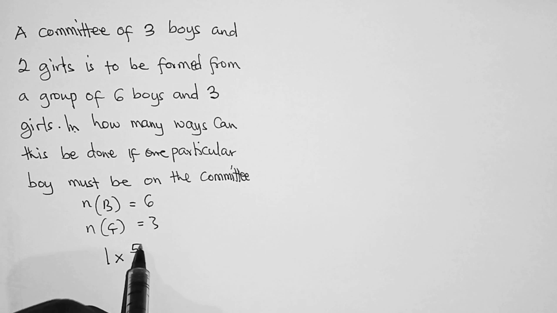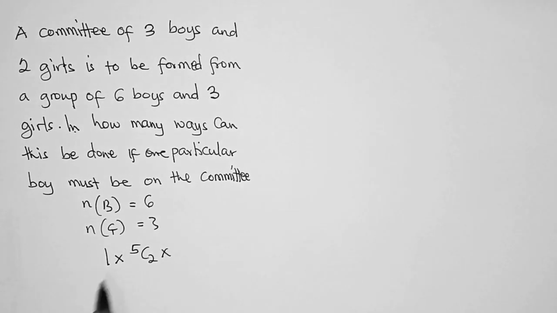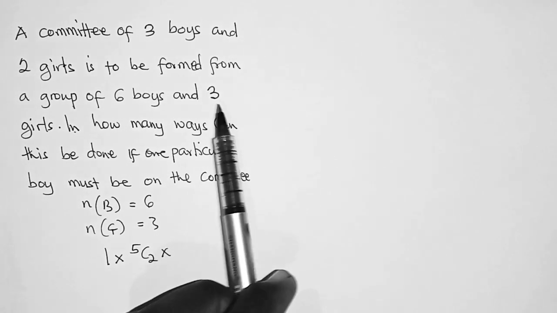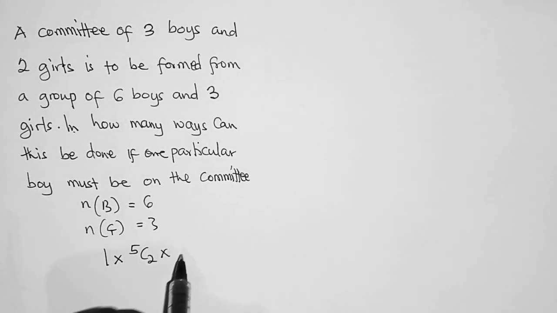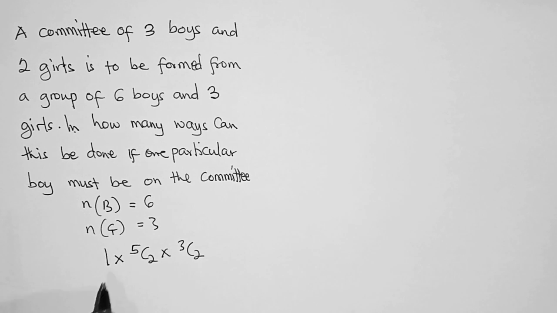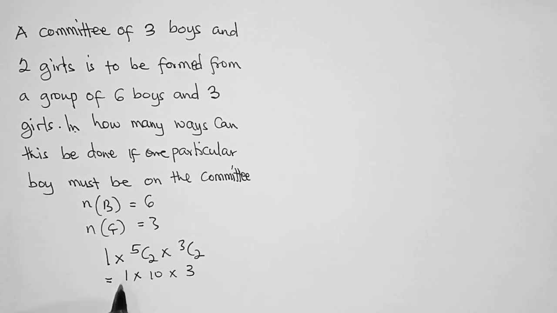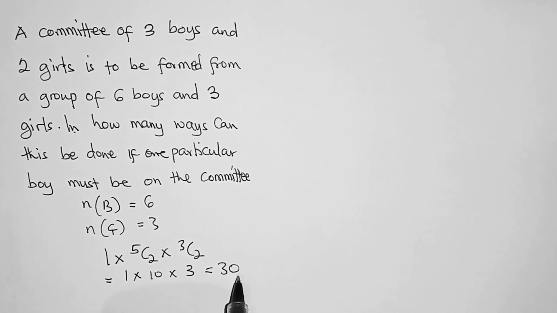And that becomes 5 combination 2. Then times the number of ways of selecting 2 girls from 3 girls, which is 3 combination 2. And therefore this is equal to 1 times 5 combination 2, which is 10. Then 3 combination 2 is 3. So 1 times 10 times 3 is equal to 30. So the number of ways is 30 ways.